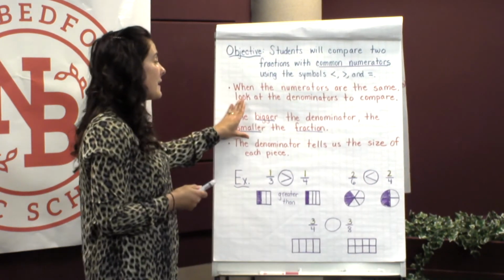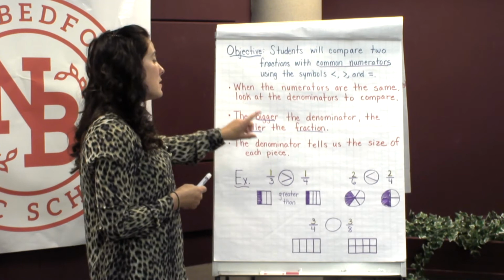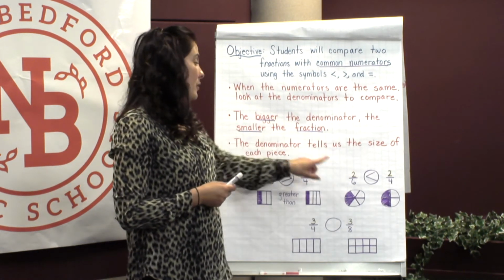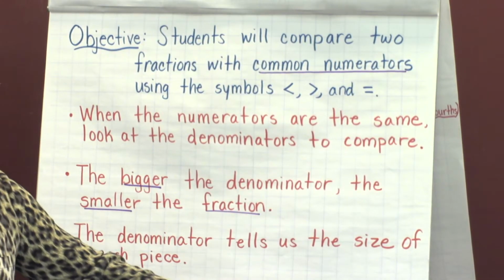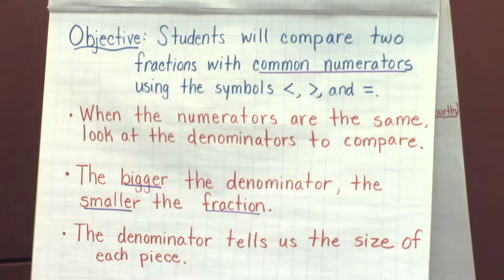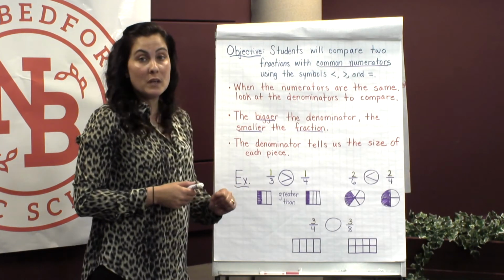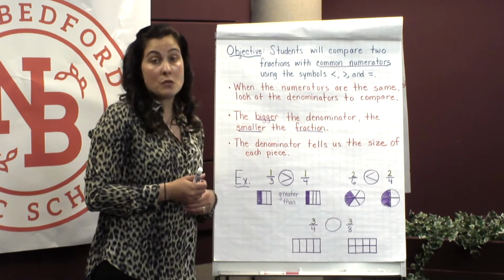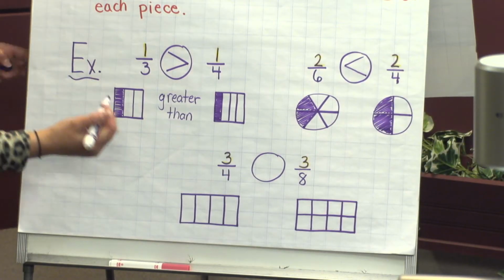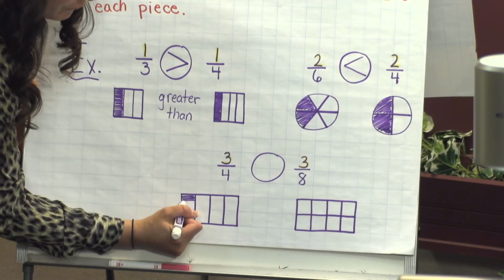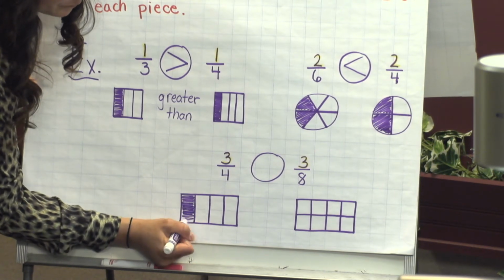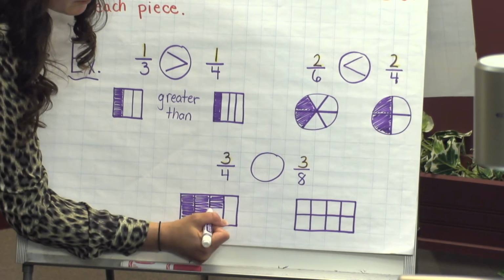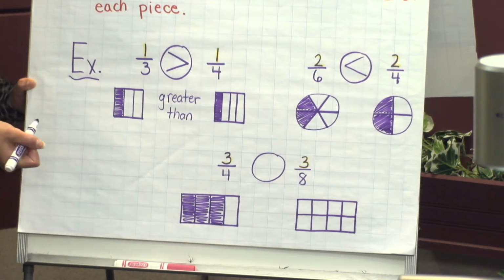I'm going to go back again to my notes. When the numerators are the same, you look at the denominators. The bigger the denominator, the smaller the fraction. Okay? Last example that we're going to do here, and then we're going to move into some fraction bars. 3/4 versus 3/8. On this side, I'm going to shade in 3 parts out of my 4. 1, 2, 3. This is how much you'd be getting if I gave you 3/4.